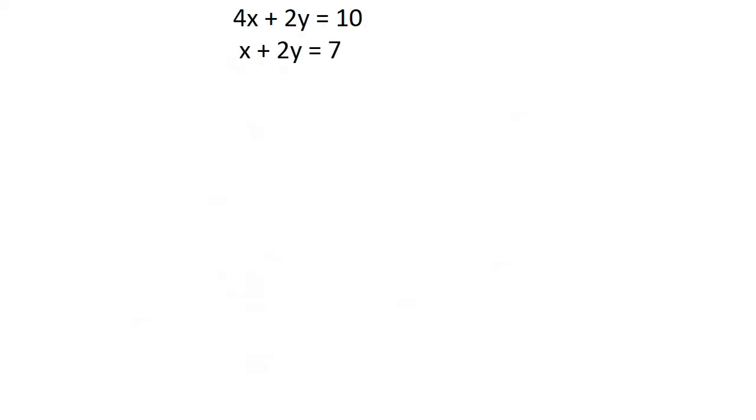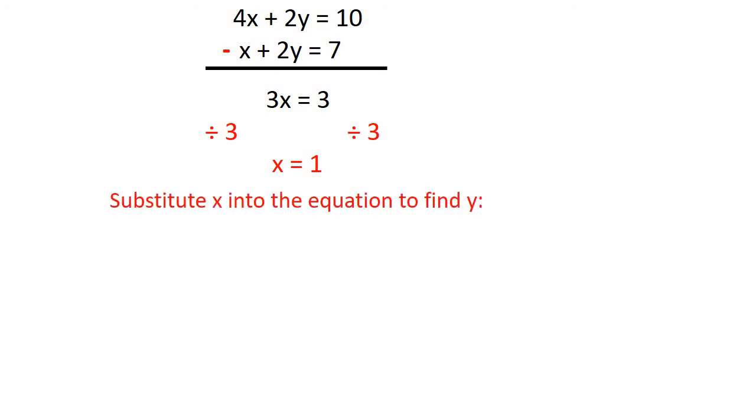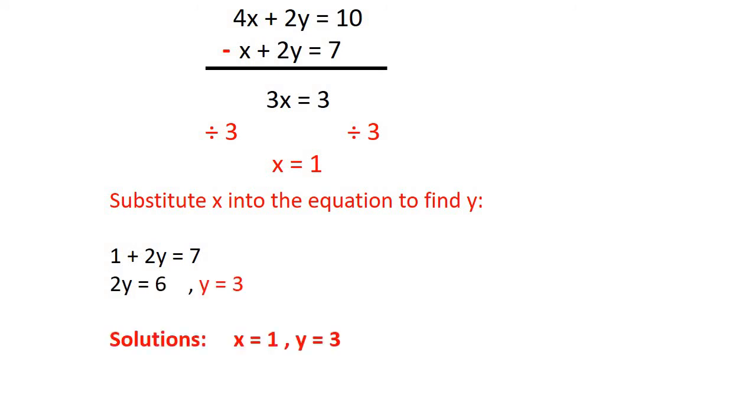Okay, as one last example. Again, we've got 2y, seems to be a popular number this morning. And we take away, 3x equals 3 and x equals 1. Substitute, probably use the bottom equation, a little bit easier. So 1 plus 2y equals 7, 2y must be 6, and y equals 3.